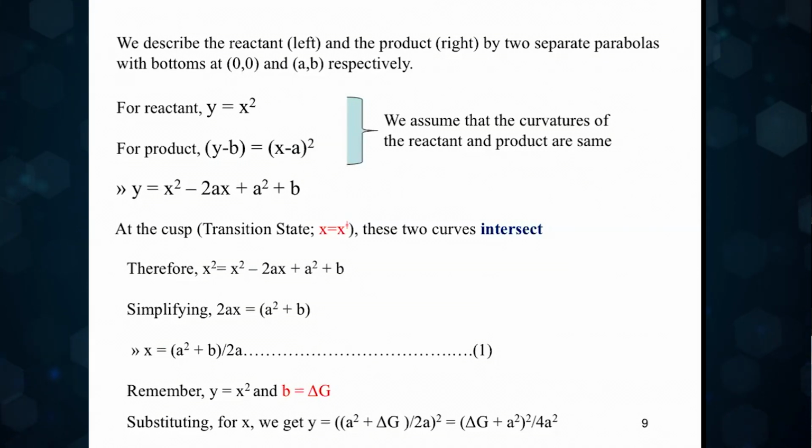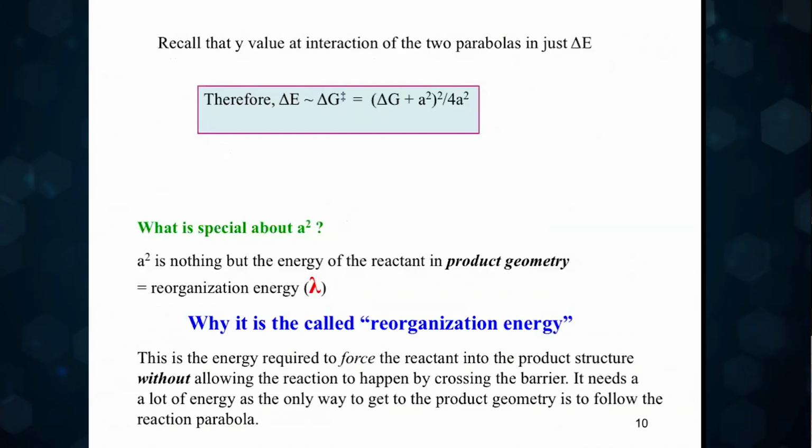Now, what do we find for the coordinate of the transition state, which should be x dagger here? Then you substitute the terms there, where B is the free energy of the reaction, and A is the displacement, and when you substitute these two inside this equation, what you get is a form like this. You substitute this back in this equation, and what you get is the energy at the point of the maximum, and you can represent this as this.